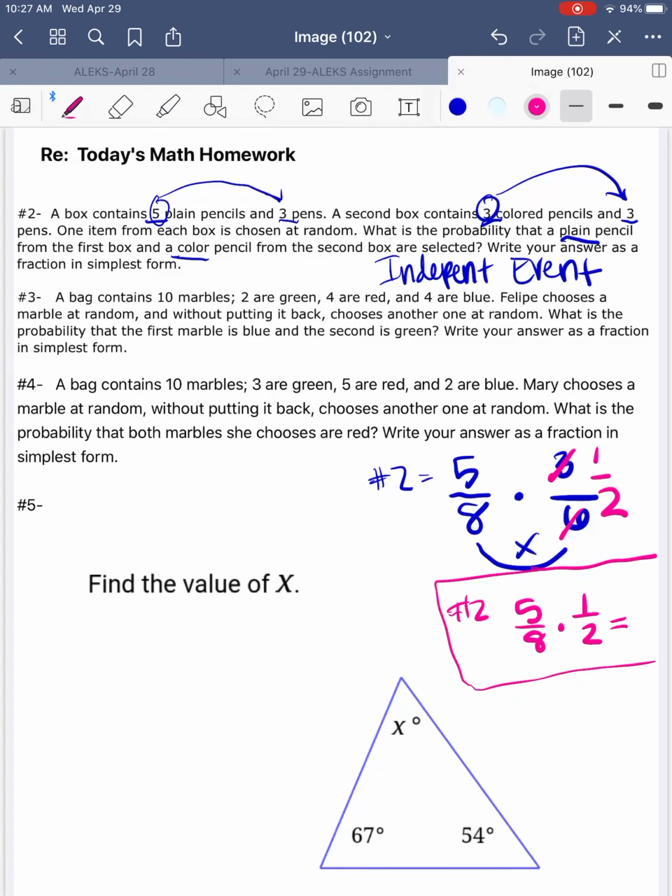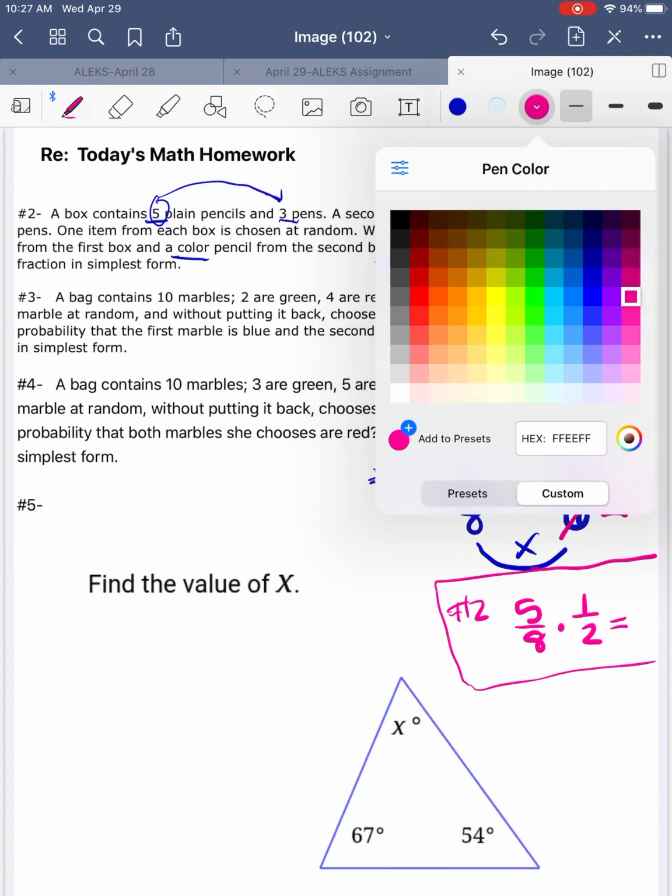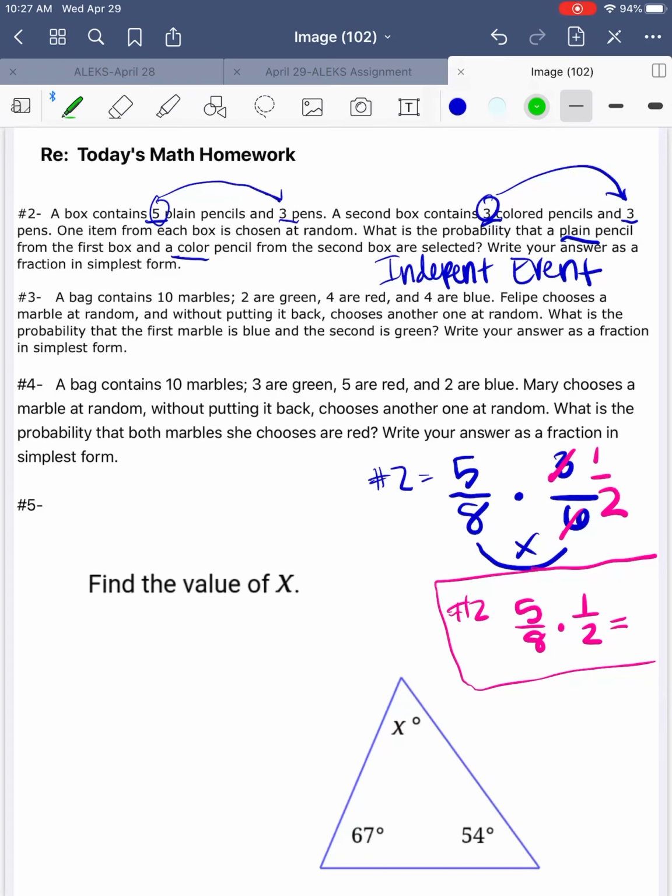Okay, number 3. Let's see, we'll do this on the green. A bag contains 10 marbles. 2 are green, 4 are red, and 4 are blue. Felipe chooses a marble at random and without putting it back, chooses another one at random.